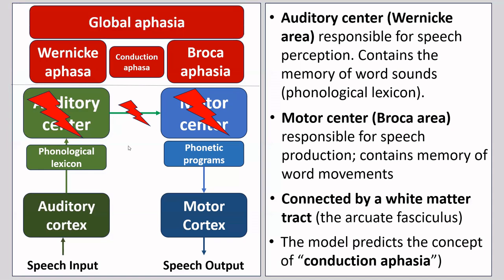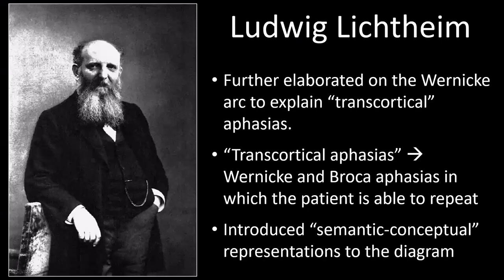And then if you have lesions involving both the Wernicke area and the Broca area, you get a global aphasia in which both language production and language comprehension are impaired. So this is the Wernicke model of language and aphasia.